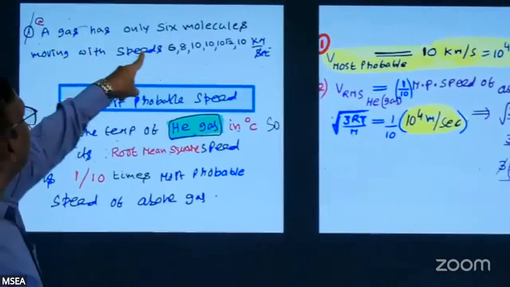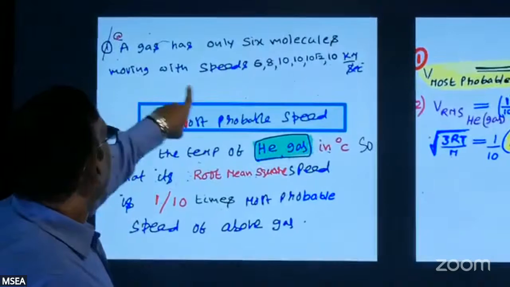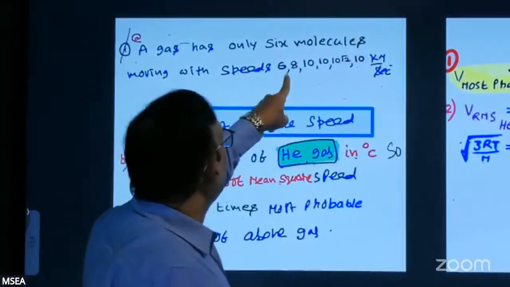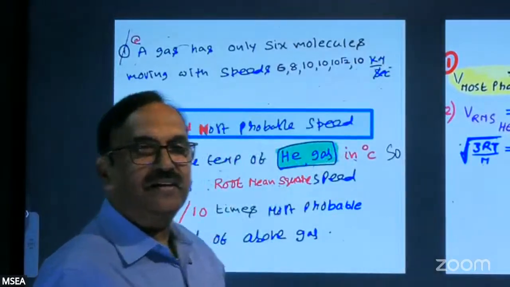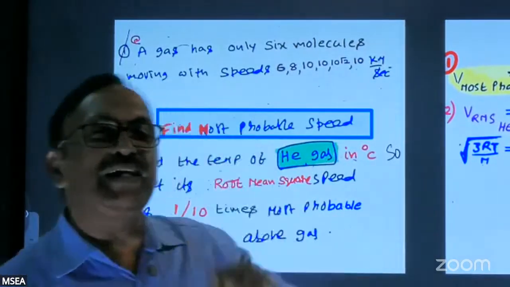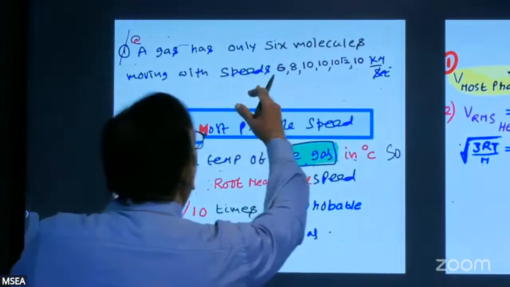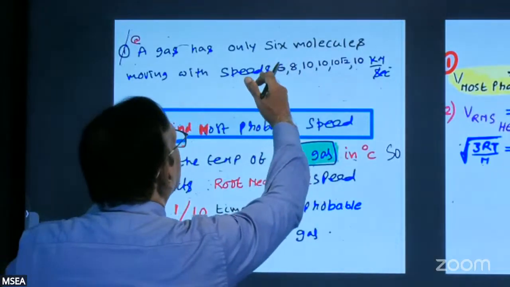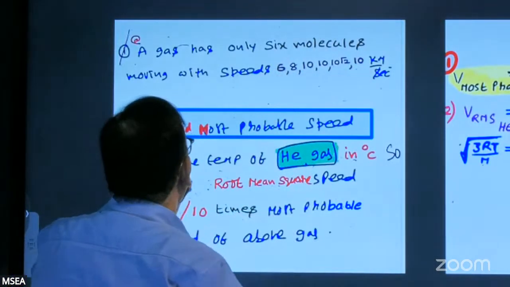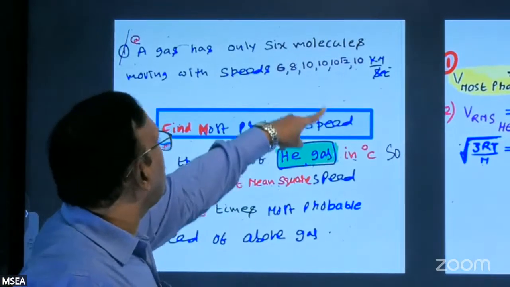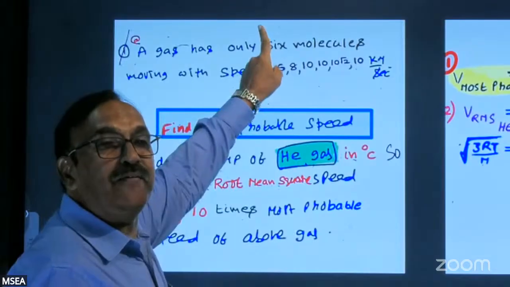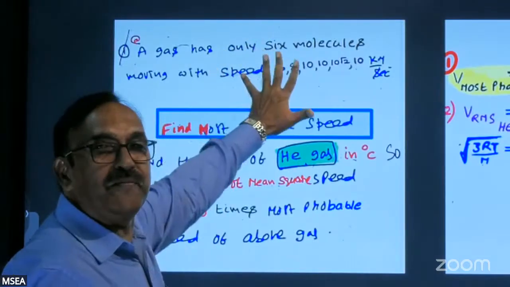A gas has 6 molecules with the speeds 6, 8, 10, 10, 10 root 2 and 10 kilometers per second. So this is a gas with a limited number of molecules. After all, it has 6 with different speeds like this. The first point we want is: what is the most probable speed of this gas having only 6 molecules?